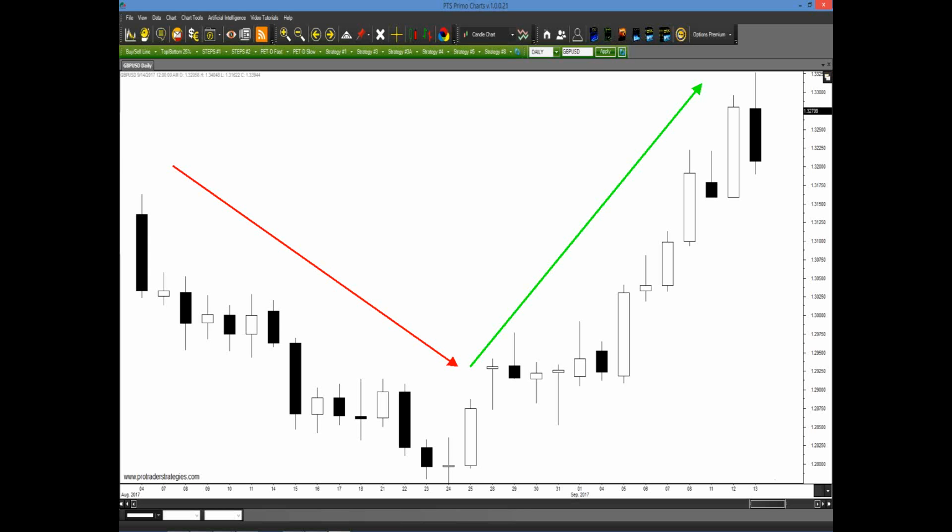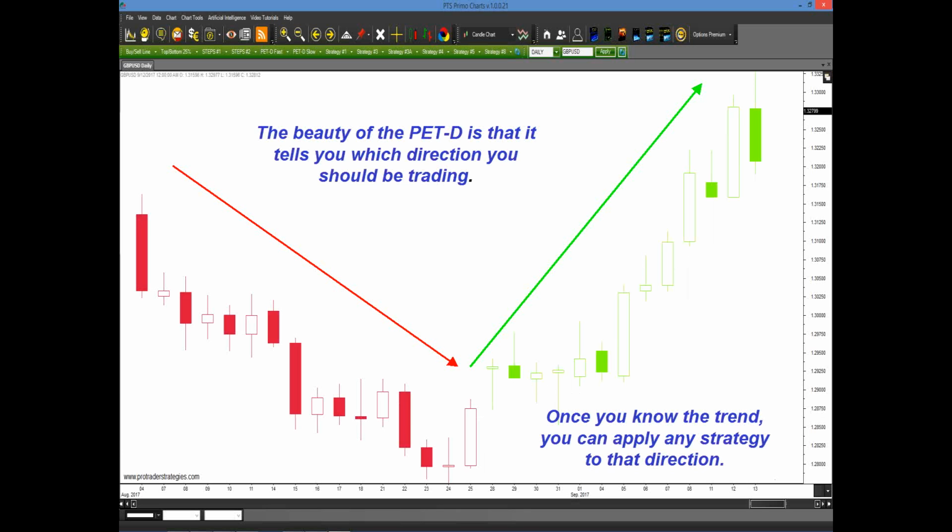So let's go back to this example in the British pound. How could we have known in advance that we were in a downtrend, and how could we have known in advance that we were going up? Well, you simply click on the PET D tool, and as you can see, once we had 2 to 5 bars in red, we knew that we're going lower. And once we had 2 to 5 bars in green, well, we know we're going higher. So the beauty, as you see here in the PET D, is that it tells you which direction you should be trading for the short term, okay?